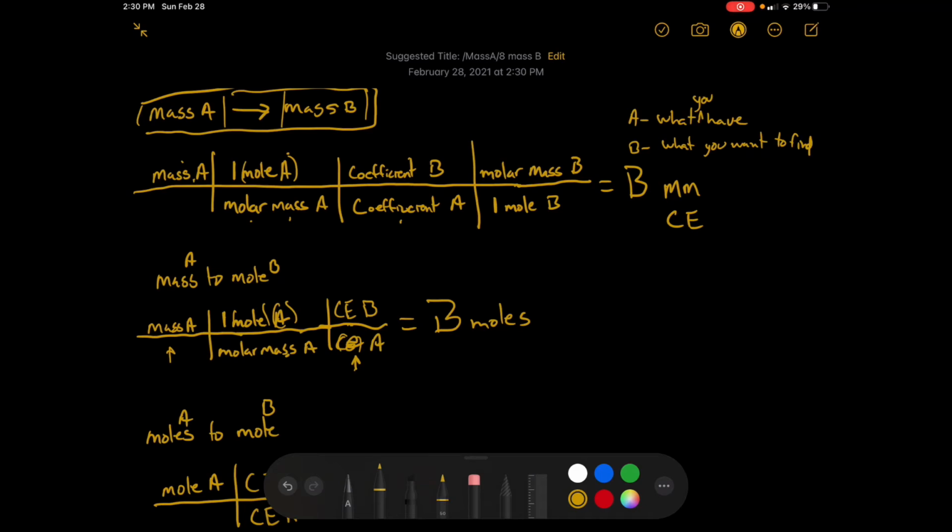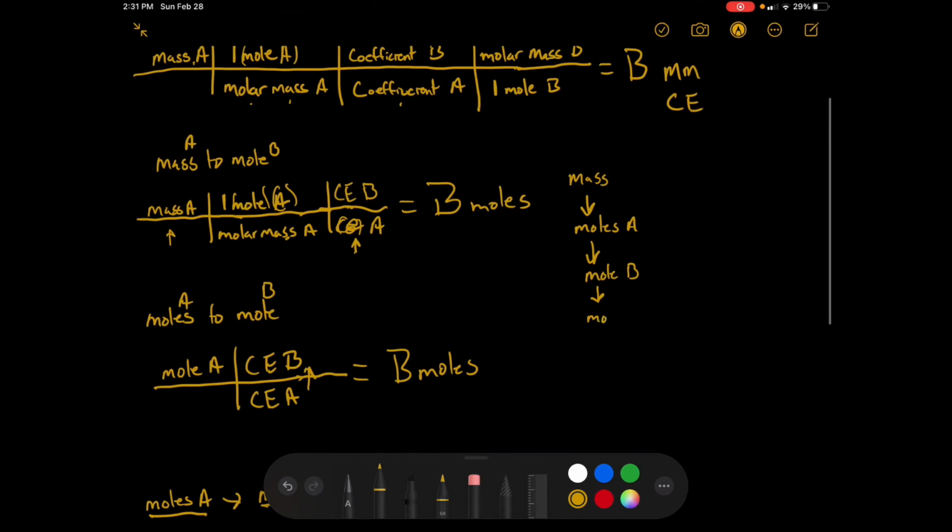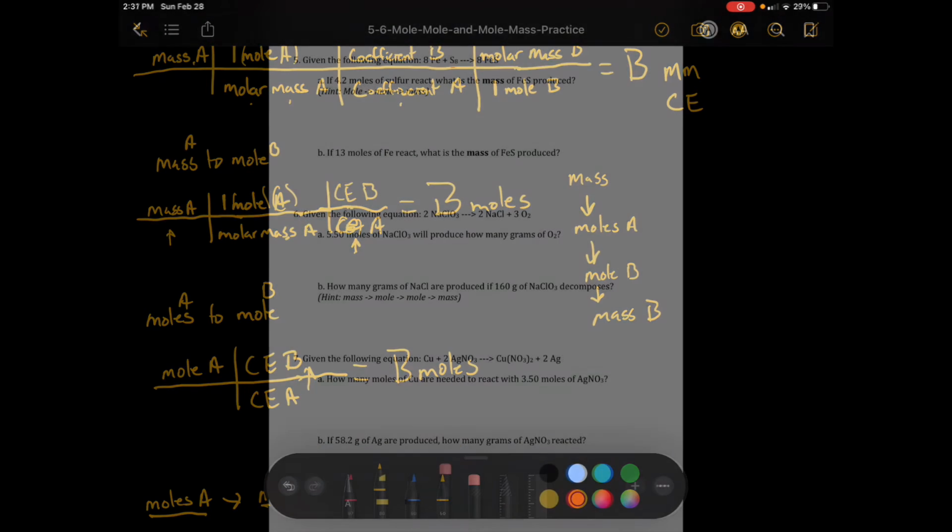If you've got mass and you're going to mass, you always go mass to moles, and then moles A to moles B, and then moles B to mass B. All right, so those are your directions. Now we're going to jump back into the actual worksheet and get some of these done.